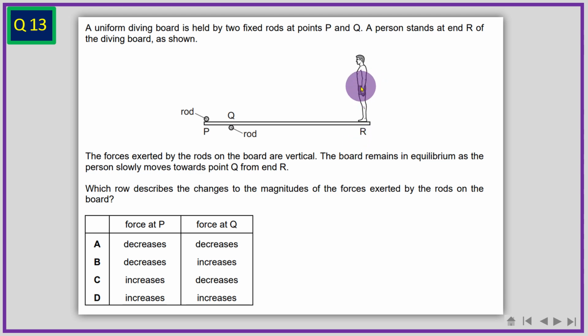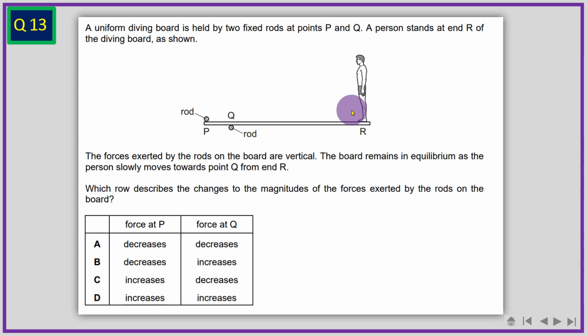So the weight of this person is not changing. So the weight of this person has moment about this point. For example, if we were to take moment about this point, we'll find that the anti-clockwise moment of the board will be the force on the board at R, which acts this way, which will be anti-clockwise, and the clockwise moment will be the weight of this person about this particular point.